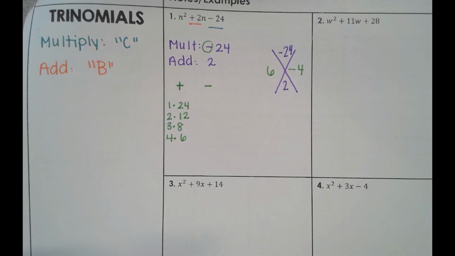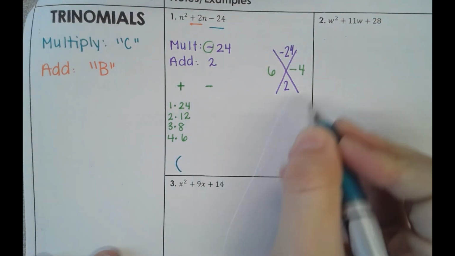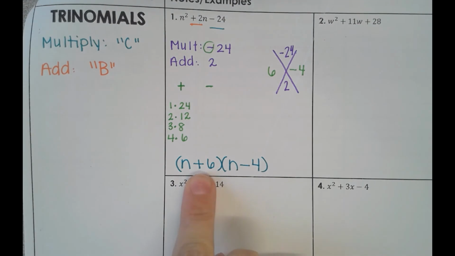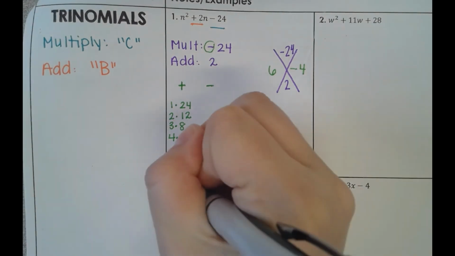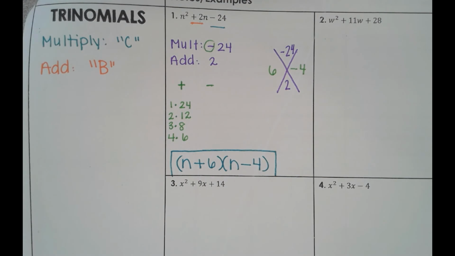So then once we have our numbers, we just put those in our parentheses. N plus 6, N minus 4. So notice I put a positive 6 and a negative 4. And that's the answer.